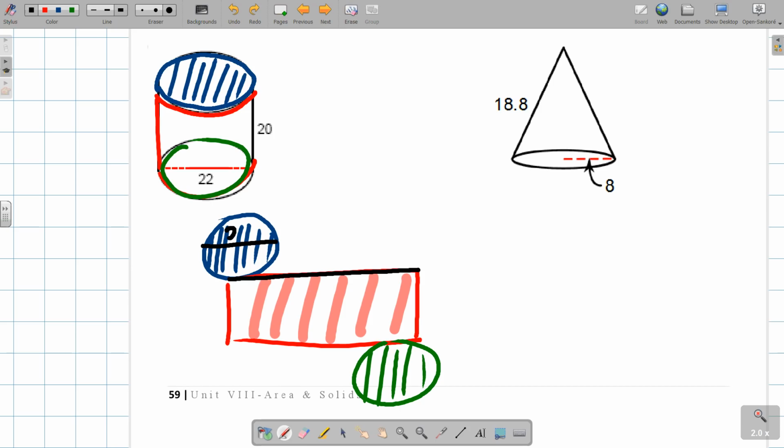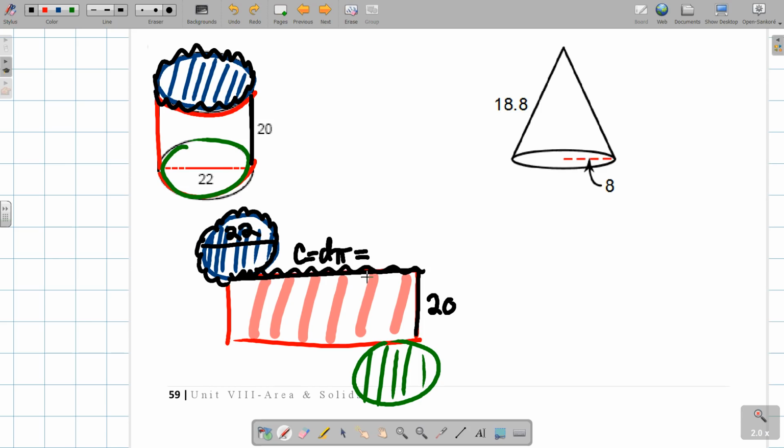And this edge right here is where it gets tricky. So that's 22. This right here is your 20. So that squiggle edge is the exact same length as the circumference. Can you see that? So that's going to be C equals 2 pi r. So that length is technically going to be 22 pi, in this case.